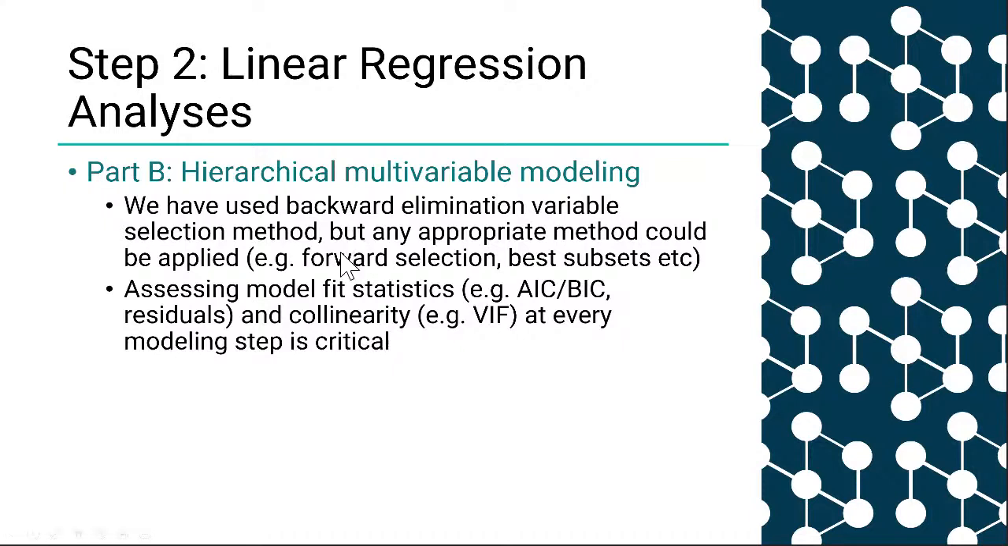Just wanted to flag here, though, that at each level, what we had done was a backward elimination type of technique for selecting variables, but really any appropriate methodology could be applied. Forward selection, best subsets. If there's another one that you have a preference for, my suggestion is always to do a bit of a sensitivity check to see if the modeling approach that you use is really going to affect what remains in the model. Because if they're majorly different, then it becomes increasingly important to select one methodology that you think makes the most sense for the type of question you're trying to answer. But really, any one of these could be options. And at every step along the way, of course, assessing the model with fit statistics, such as AIC, BIC, and residuals, and looking at collinearity between common variables is very important so that you don't overfit the models.